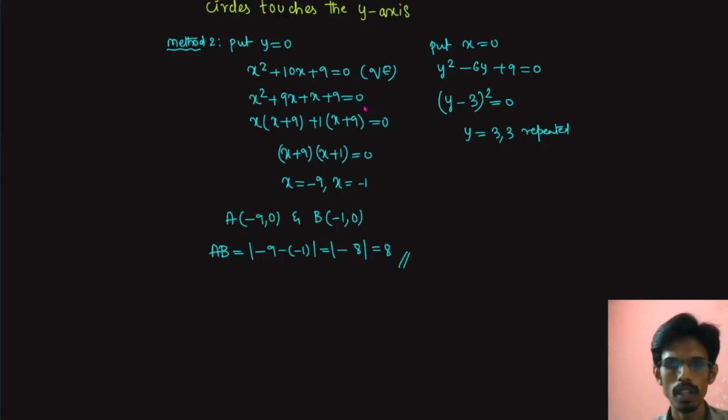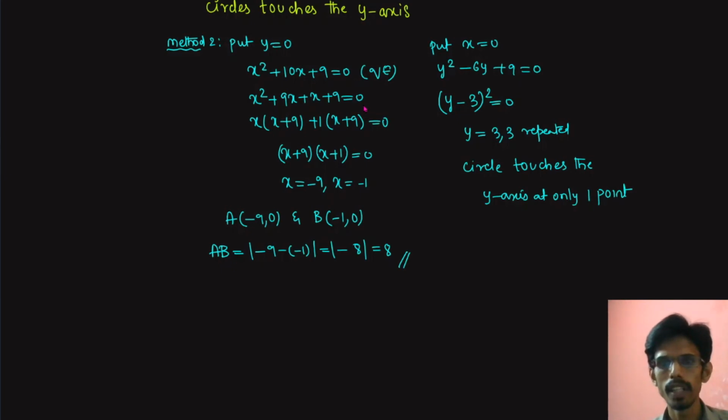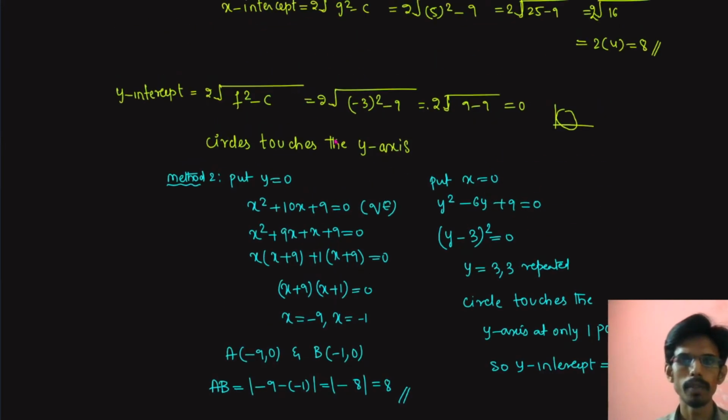Whenever we have equal roots, this circle touches the y-axis at only one point, then only we get equal roots. If it touches at only one point, then only we get repeated or equal roots. So the intercept will be 0. So the y-intercept is 0. Okay, x-intercept is 8. From both methods we got the same answer.